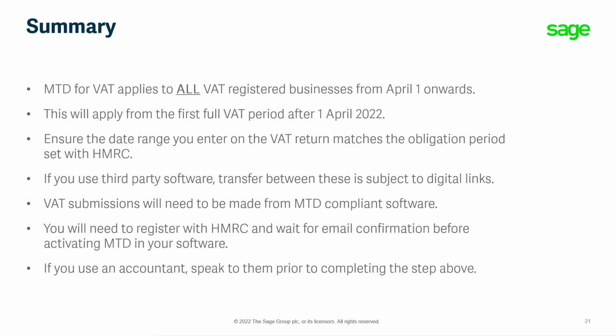So now to summarise. Making Tax Digital for VAT will apply to all VAT registered businesses from April 1st onwards. This includes those businesses who have registered voluntarily. It will apply for the first full VAT period after April 1st, 2022. You need to ensure the date range you enter on the VAT return matches the obligation period set with HMRC. And if you use third-party software, transfer between these is subject to digital links. VAT submissions will need to be made from Making Tax Digital compliance software.